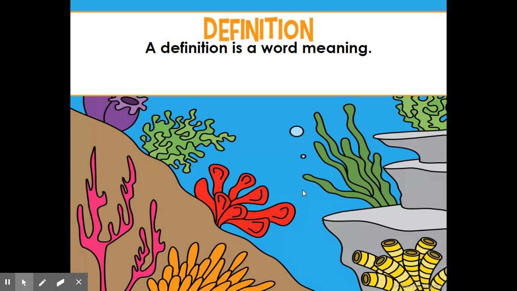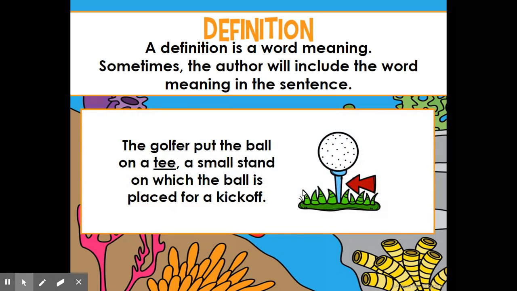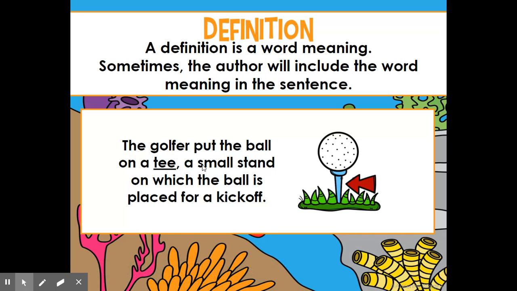All right, the next type of context clue is the definition. A definition is a word meaning. Sometimes the author will include the word meaning in the sentence. So let's look at this sentence. The golfer put the ball on a tee, a small stand on which the ball is placed for a kickoff. So here it gives you the definition of tee right after the word. You see the comma, and then you see the definition.